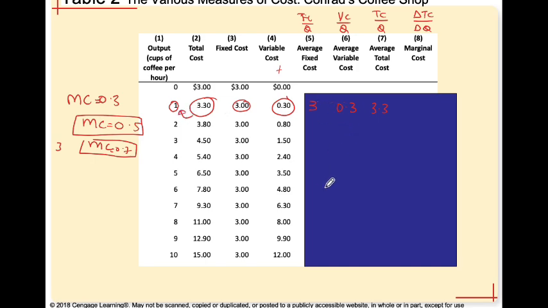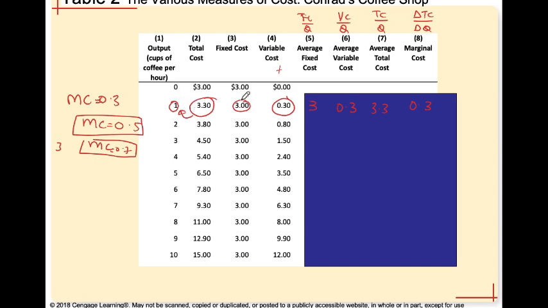Similarly, let's go down and see. We've already discussed that the marginal cost for producing this first unit is 0.3, because your total costs increase from 3 to 3.3 when you produce this marginal good.